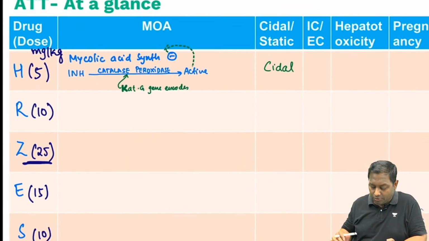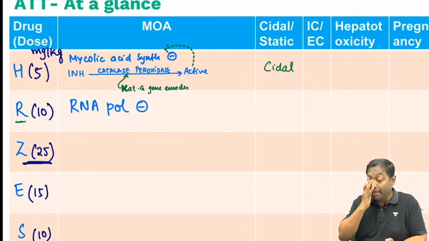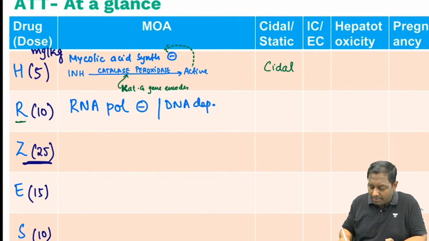Next thing that you should know, rifampicin, R for rifampicin, is an RNA polymerase inhibitor. Since this RNA polymerase is dependent on the DNA, the full name is DNA dependent RNA polymerase inhibitor. So this table has a lot of information.